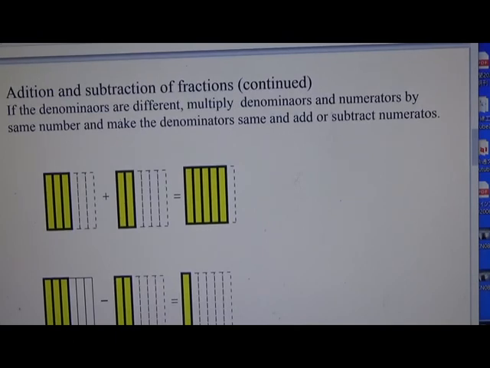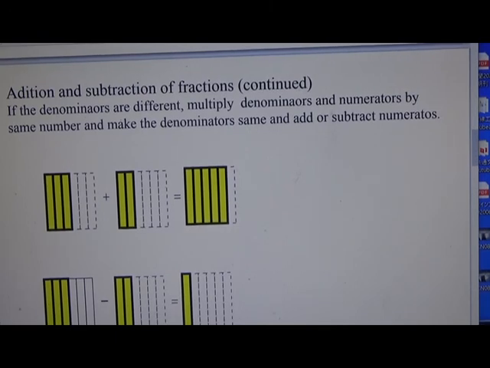Addition and subtraction. If the denominators are different, multiply denominators and numerators by the same number to make the denominators the same, and add or subtract the numerators.